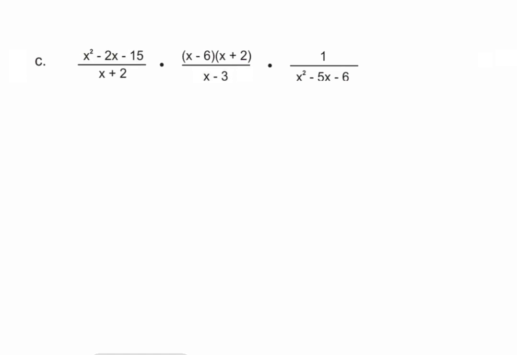Bottom left, just one term, binomial. Bottom middle is a binomial. And then we got a factor. So we only got to factor top left, top bottom, and divide out common factors. Go ahead and do that. Factor top left, top bottom, divide out common factors. Leave your answer in factored form.